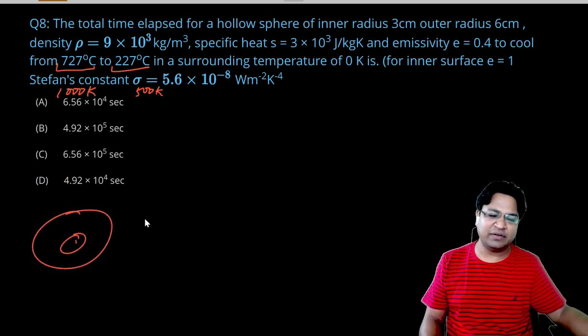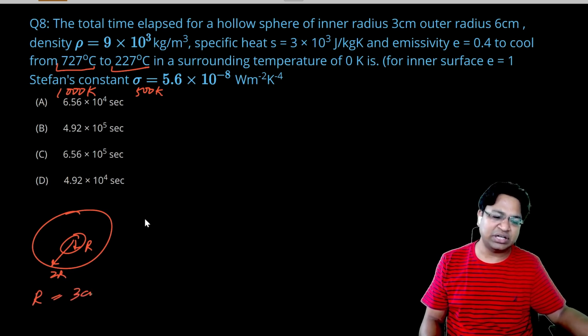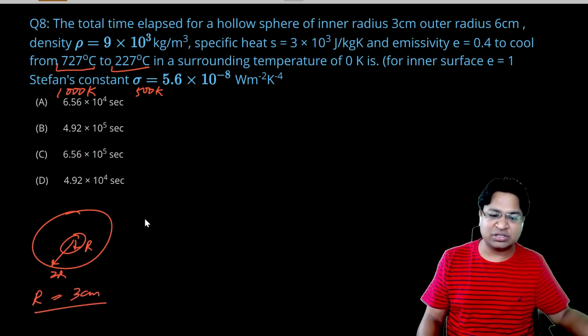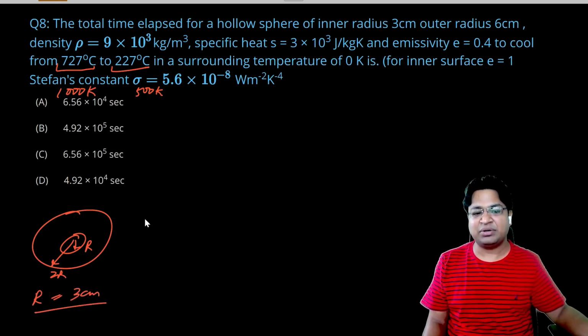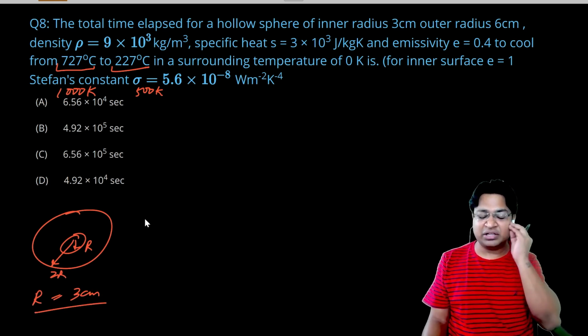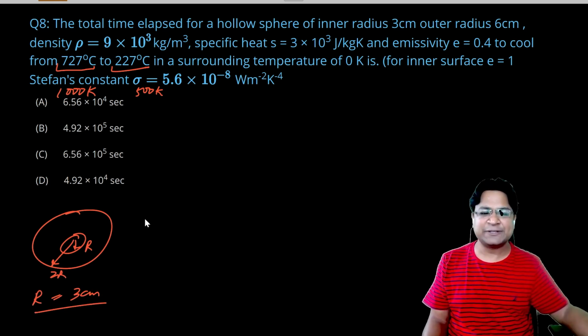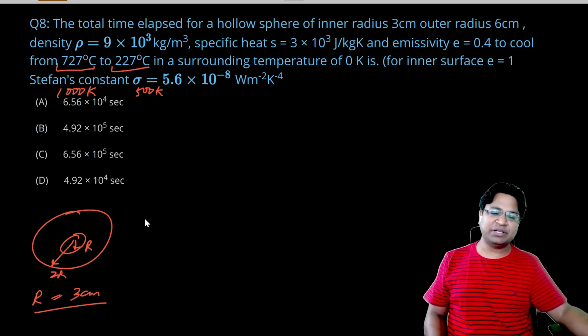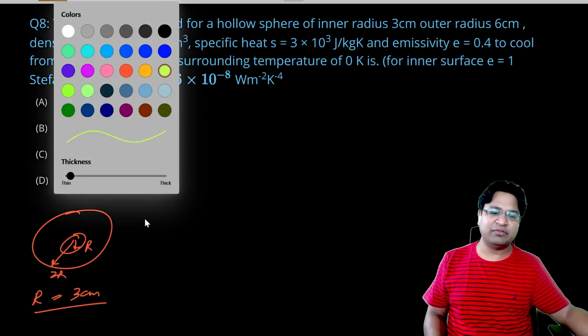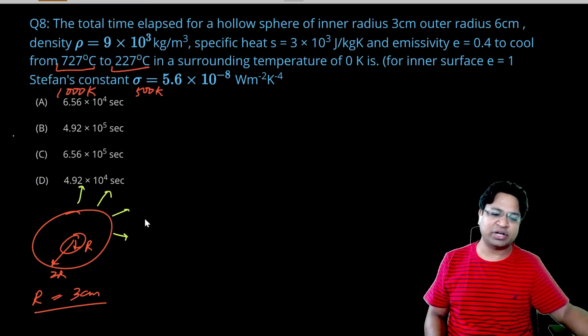And for the sphere, if the inner radius is r, the outer radius is 2r. Here r represents 3 centimeters. So I'm trying to notice the numbers. There are some patterns in the numbers. The temperature has become half. The inner radius is half of the outer radius. Density is given. So what is happening is that this sphere would radiate heat if its temperature at any point is T.